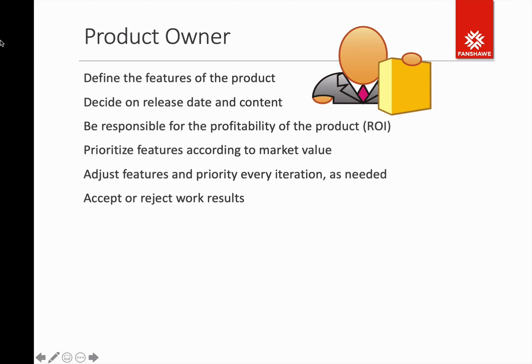The product owner is also going to prioritize the features, again based upon the value of the deliverable itself. The product owner is going to adjust the features and the priority for every iteration or every sprint. So they'll be constantly adding new items to the requirements list, the product backlog, and taking items off the product backlog. They're the ones setting the tone for the project. And ultimately, they're the ones that will have to accept or reject any of the deliverables that the team produces.